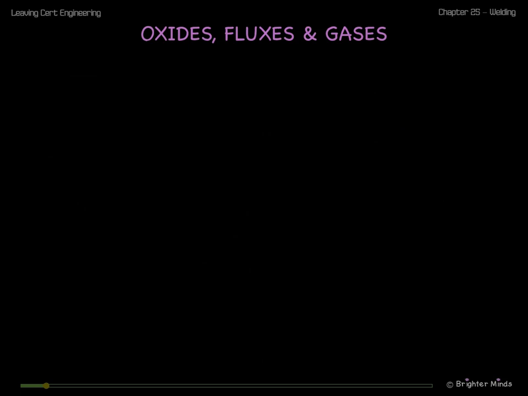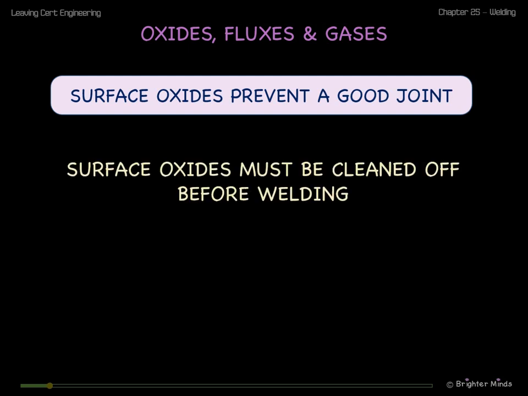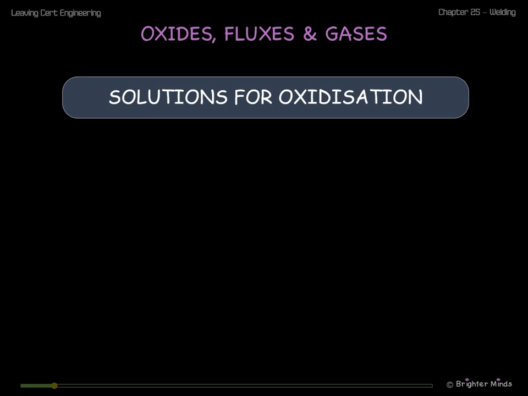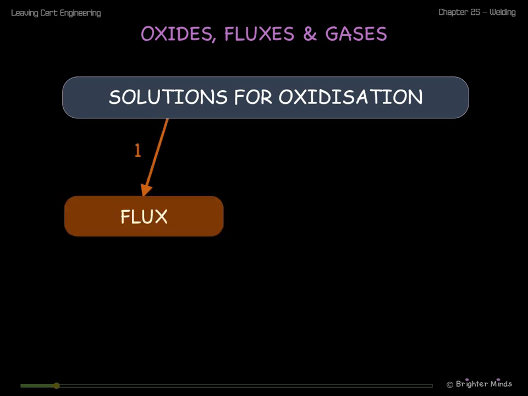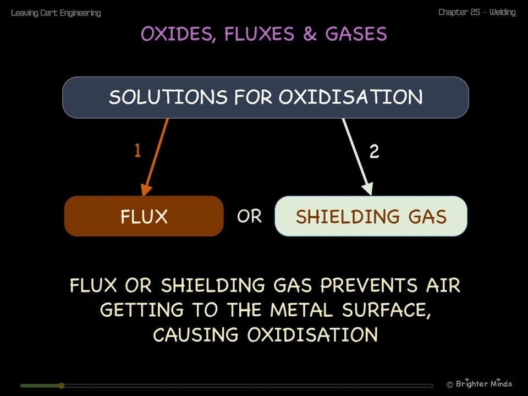Similar to soldering and brazing, oxides that occur on the surface of metals prevent a good weld joint being created. Surface oxides must be cleaned off before welding. However, oxides will rapidly reform when the metal is heated, so solutions are needed to prevent oxidization from occurring when welding. A flux coats the metal surface and prevents it oxidizing with the air. Another technique is to use a shielding gas, which prevents air getting to the metal surface.